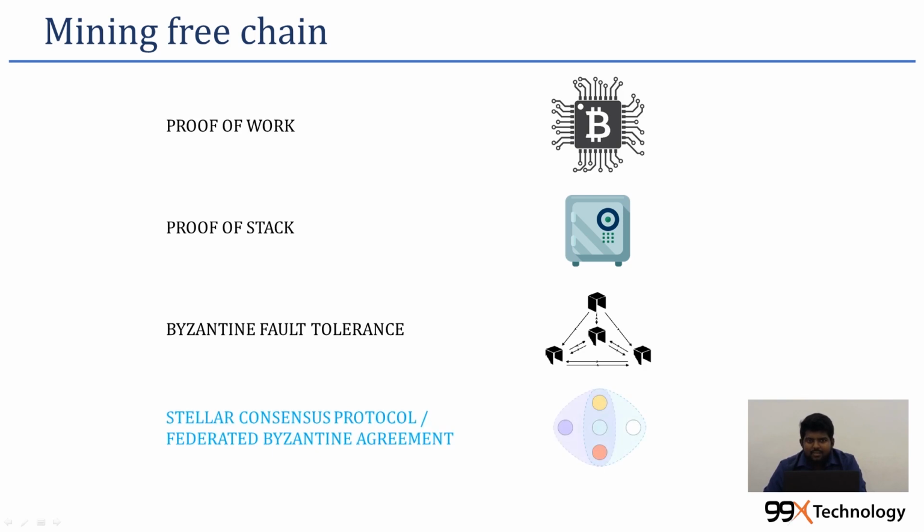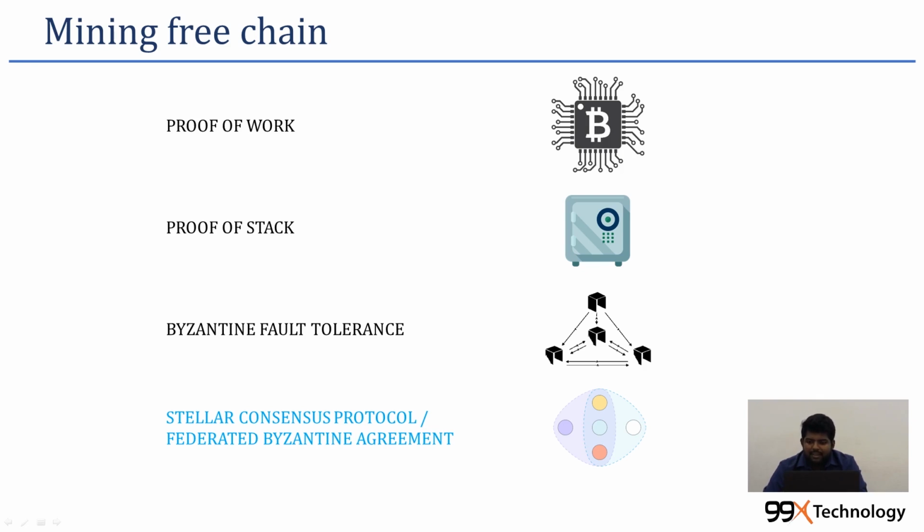And Stellar uses its own consensus protocol called the Stellar Consensus Protocol, or SCP, which comes from a federated Byzantine agreement. As you can see in the images, it has a couple of slices or circles. Each slice contains a number of nodes.